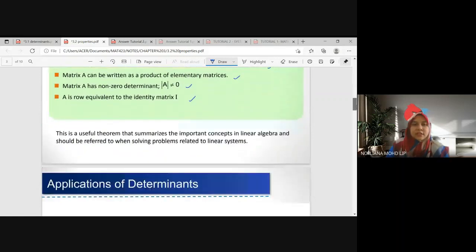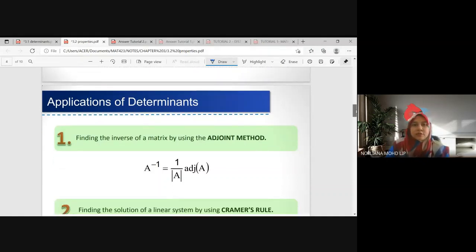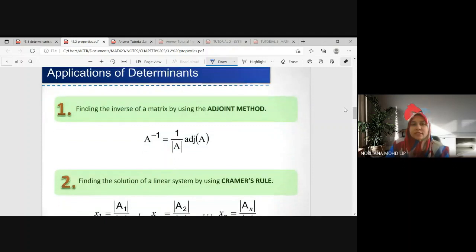Okay, soalan kita tengok last. Okay, application of determinant. There are two applications. First, to find the inverse of a matrix using the adjoint method. With the adjoint method, we use this formula. We want to find the inverse of A, which is equal to 1 over determinant of A times the adjoint of matrix A.